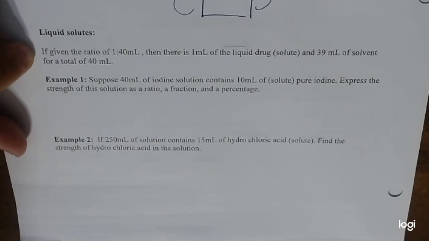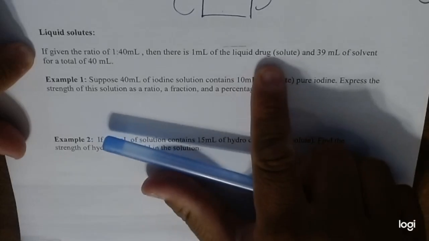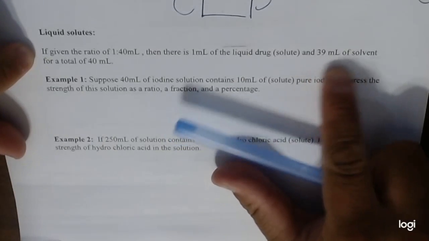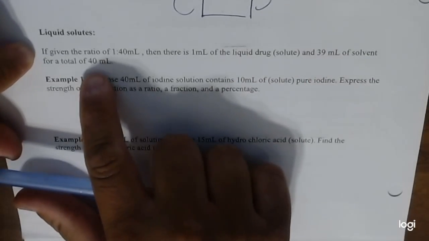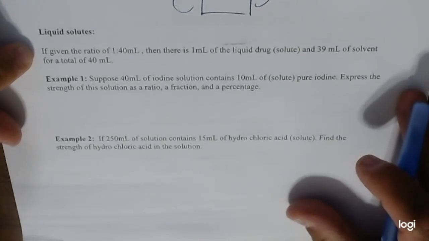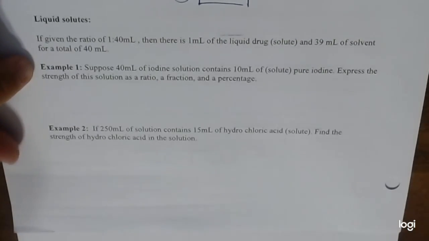Given the ratio of 1 to 40 milliliters, there is 1 milliliter of liquid drug and 39 milliliters of solvent, which gives you a grand total of 40. We already talked about this, so I just gave you a little example. Now, when it comes to liquid drugs, they usually will tell you this is liquid, or volume, or anything like that. That way it gives you a hint that you're talking about liquid drugs, not dry drugs.